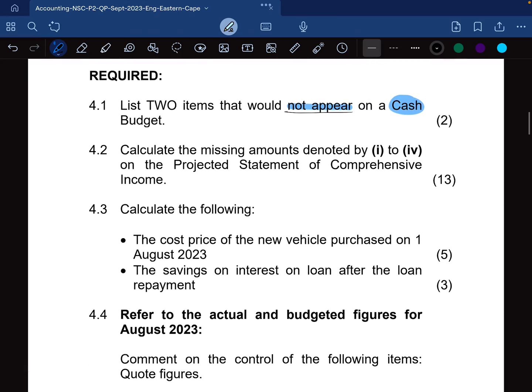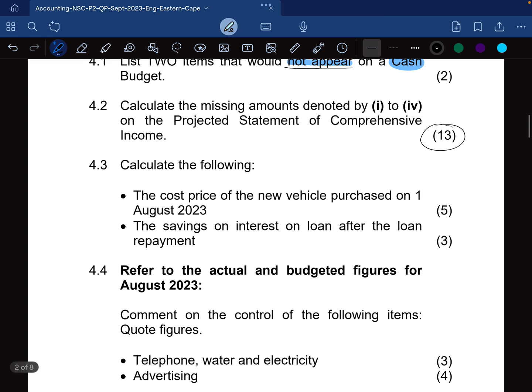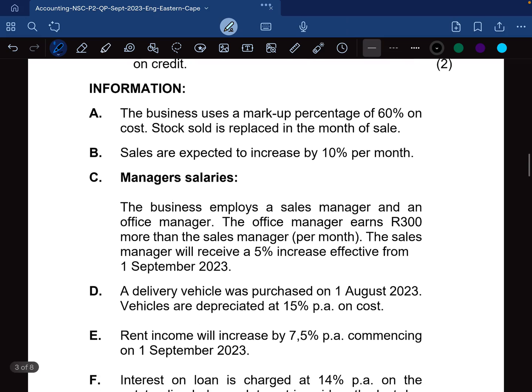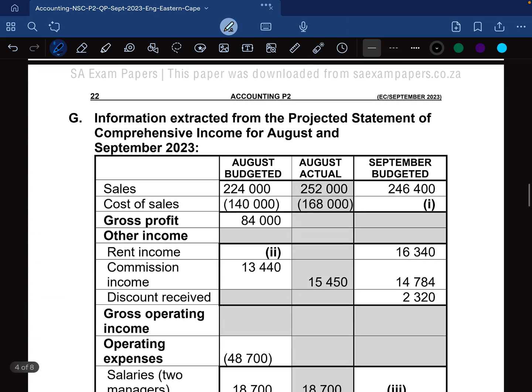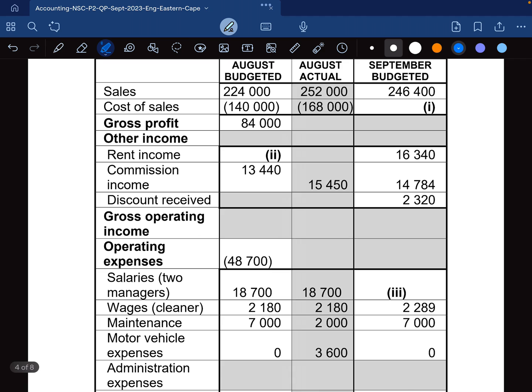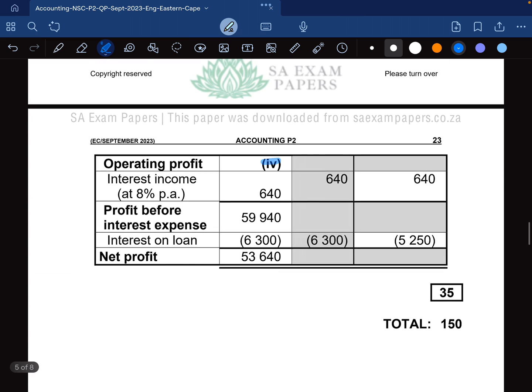And then moving on to 4.2. It says calculate the missing amount denoted by Roman figure 1 to Roman figure 4 on the projected statement of comprehensive income. So that's 13 marks. This question has the most marks, and that is what you need to focus on. So let us quickly check what information we have, extracted from the projected statement of comprehensive income for August and September 2023. These are the things we need to focus on: Roman figure 1, 2, 3, and here's the fourth one.